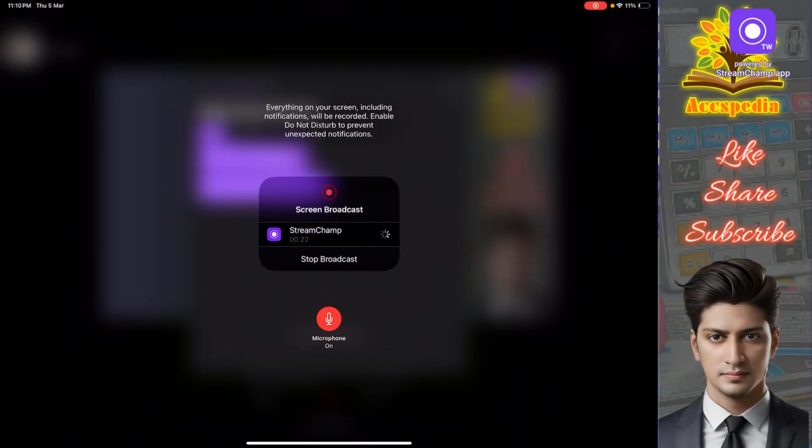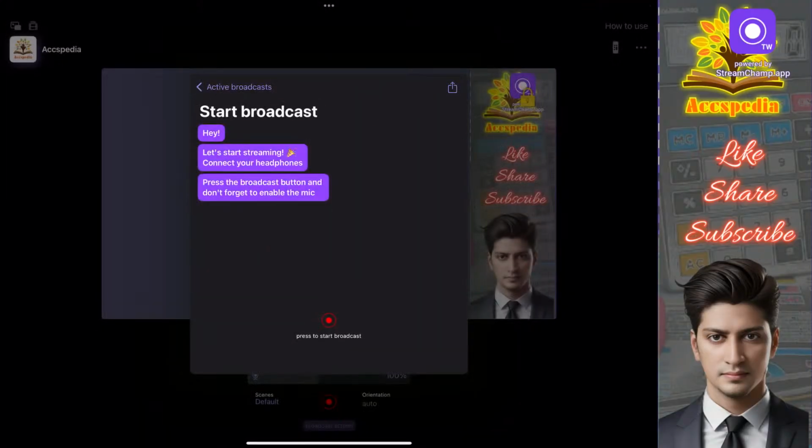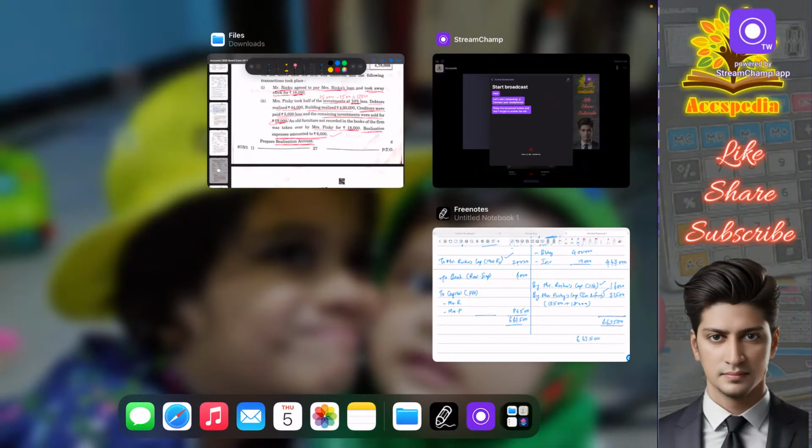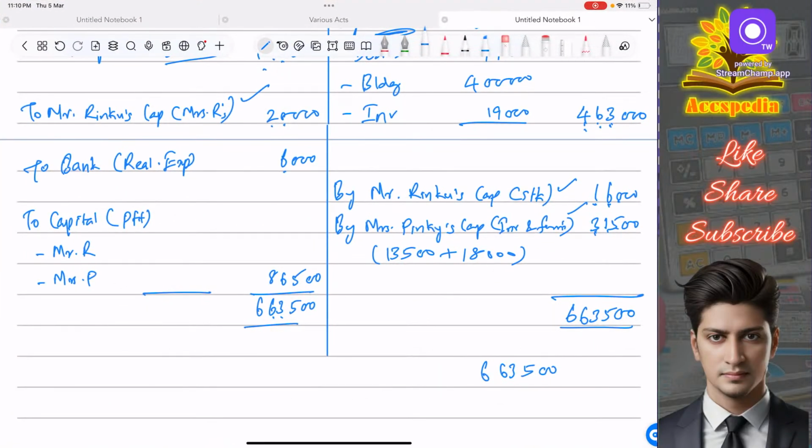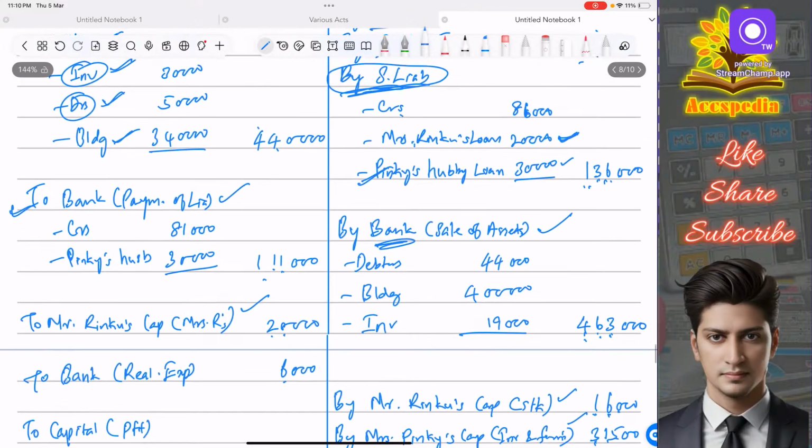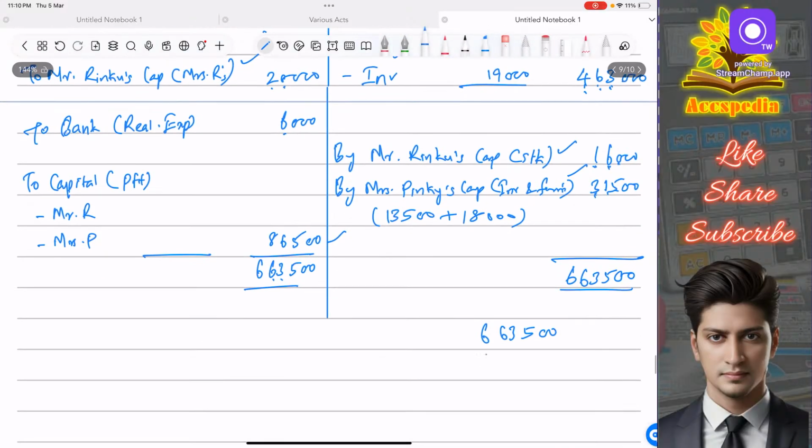Okay, I was explaining this calculation only. Nothing new, I'm just putting this calculation. I got 86,500. Yes, I'm cross checking it. I did it directly, so I'm cross checking. The total of the credit side came to 6,63,500. The total of the debit side came to 5,77,577. This is what I was cross checking.